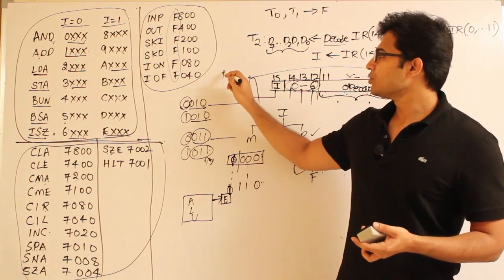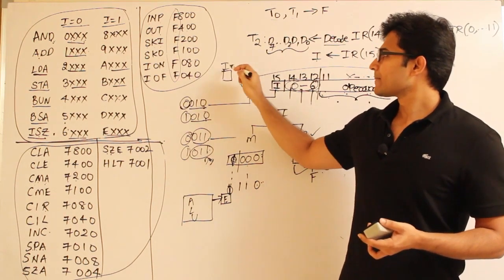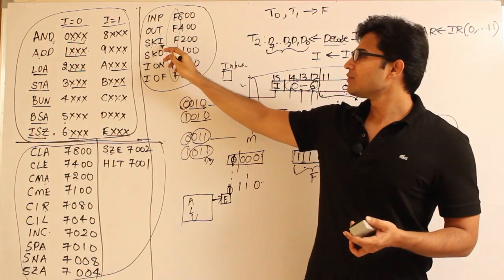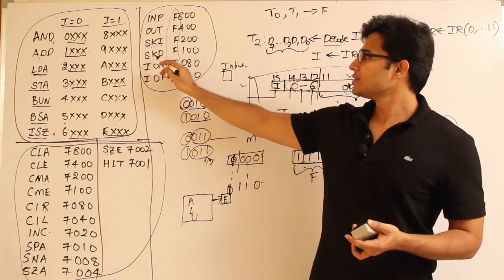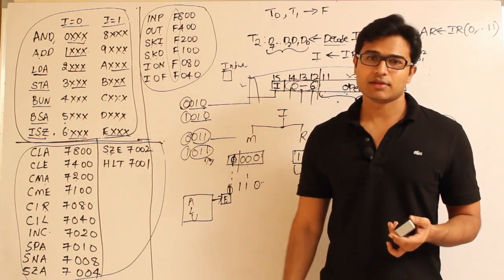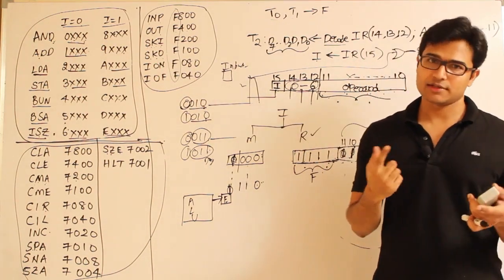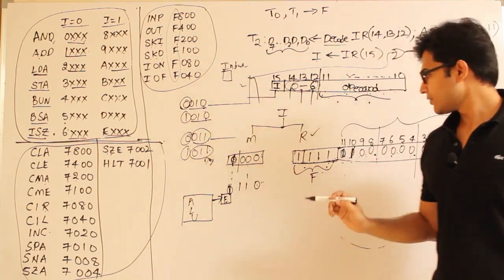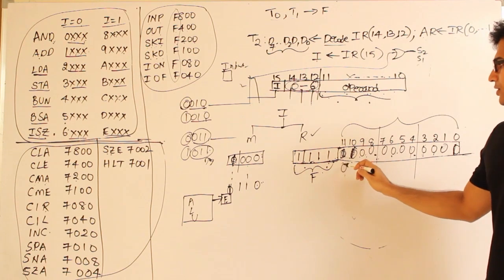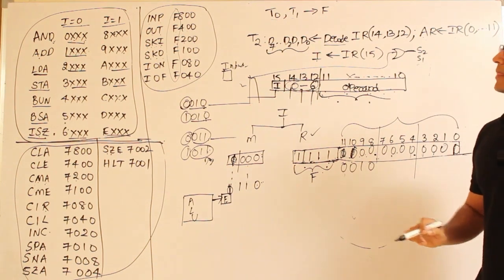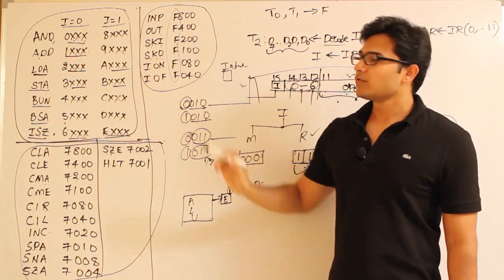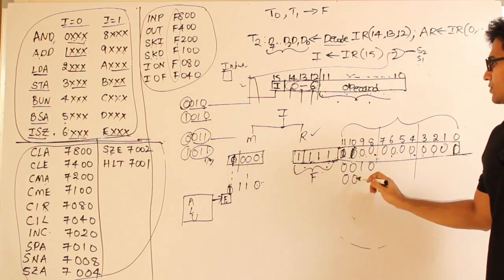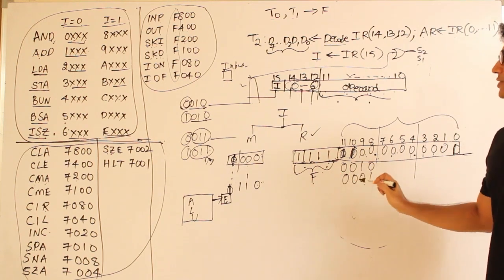Let's call it the input flag. Now this is saying skip if the input flag is 1, and this is saying skip if the output flag is 1. These flags are set for synchronization. And now this one is F200. So F is here, and 2 is nothing but 0 0 1 0, and it means skip if the output flag is set. And this means F100, so 0 0 0 1. So this is F, this is 1.